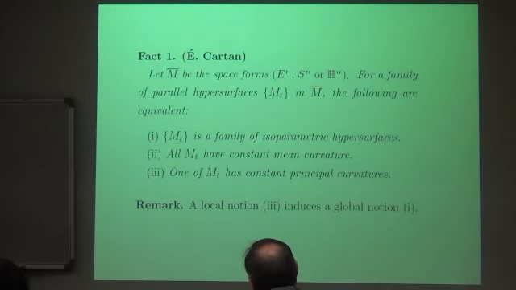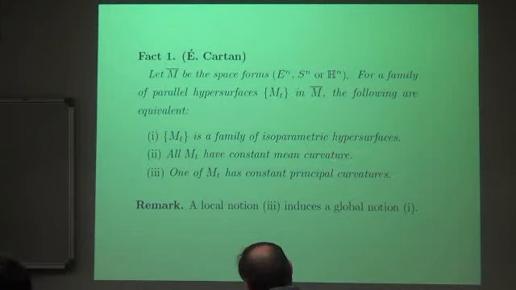Eric Cartan in the 1930s gave the fundamental fact on isoparametric hypersurfaces, a fundamental characterization in the case of space forms. These space forms, Euclidean space, sphere, and hyperbolic space, are very, very simple spaces. And Cartan characterized such families of parallel hypersurfaces as follows. These three conditions are equivalent.